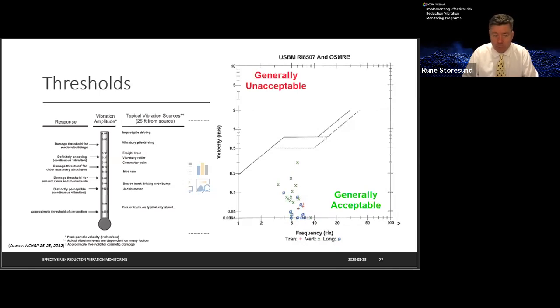Note that the thresholds shown on this slide are a function of frequency. So deploying a device that not only records the peak particle velocity, but also frequency range can be very helpful. If you deploy crack monitors, you can further refine the correlation between the ground vibration and realized displacements or damage.